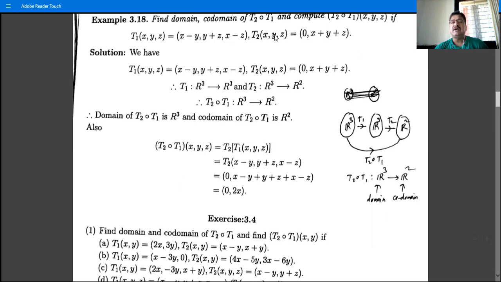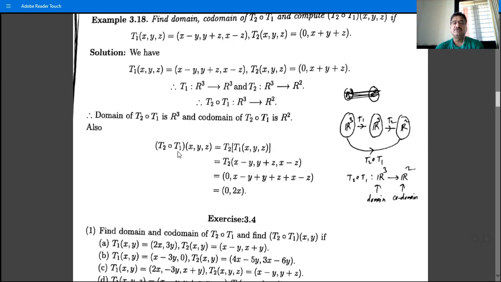X plus y plus z, the addition of these three. So this is what? This is the addition of this plus this plus this. So x minus y plus y plus z plus z minus x, that is x plus y plus z. The first component is 0. So T2 of xyz is this, and that is 0, comma 2x.